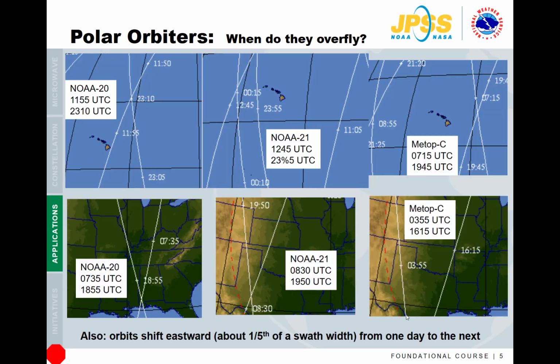Here are sub-satellite points from one day. Of course, the data swaths associated with these sub-satellite points are much wider. The images on the top are around Hawaii. The images on the bottom are for the central part of CONUS. You see the times of the day when you have information from these different satellites. There's really quite a lot of it. The swaths tomorrow will be a little bit earlier and a little bit to the east of the swaths today.